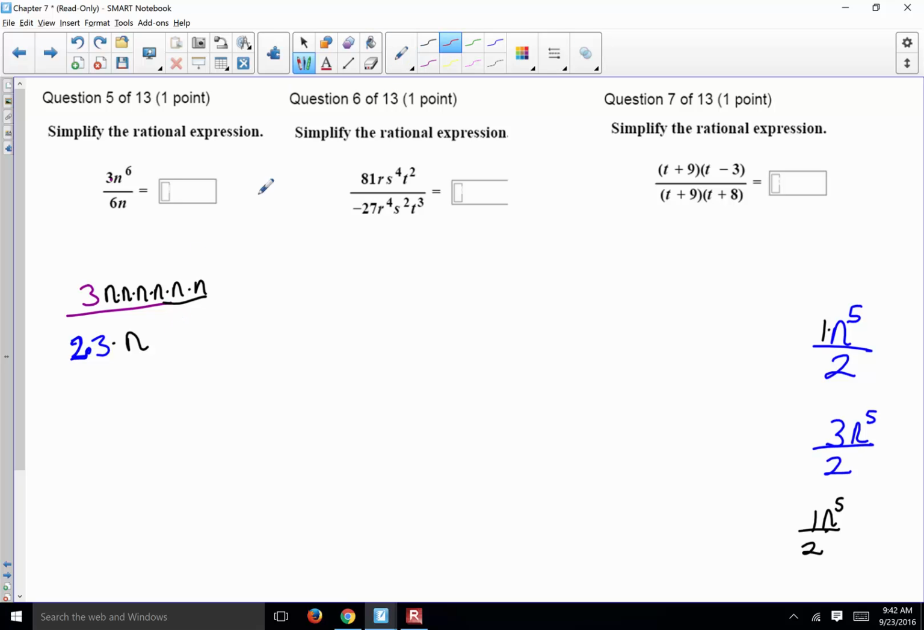And what happens when you see matching factors on top and bottom? You take a color pen like this and start crossing off. And recombine leftover items. You need to combine them. Don't leave n's like this. How many n's do you have now? 5. And what is left on the bottom? Only 2. Nothing else. So n to the 5th over 2 is the final answer.